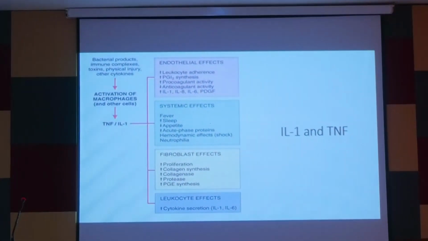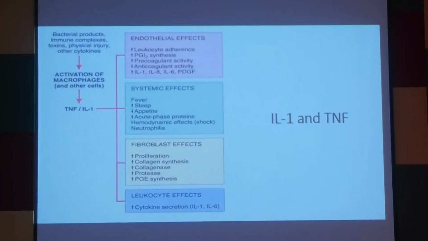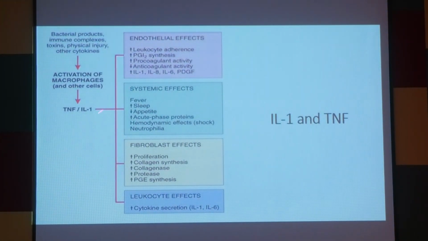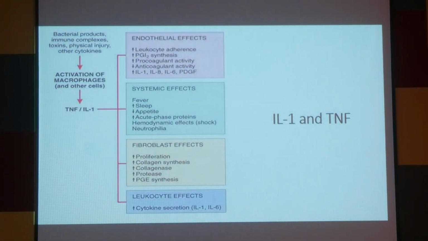Okay, now coming to the systemic effect, the main one is fever. Interleukin 1 and interleukin 6 have intrinsic activity as pyrogens, so they induce fever. Now, increased sleep and decreased appetite. Decreased appetite, when you have fever nobody feels like eating, so decreased appetite, and this decreased appetite or anorexia is attributed to the function of TNF, tumor necrosis factor.